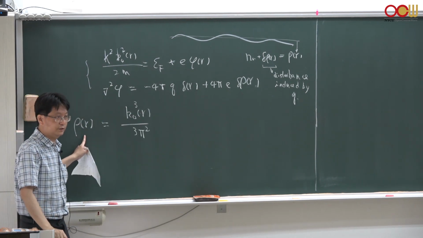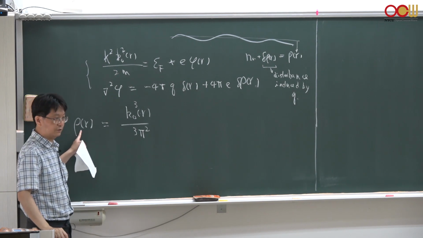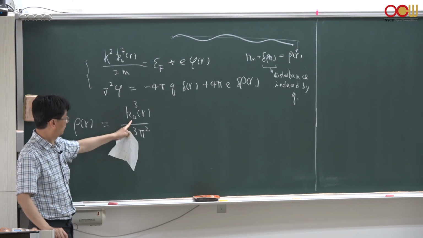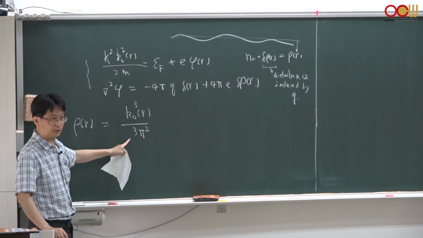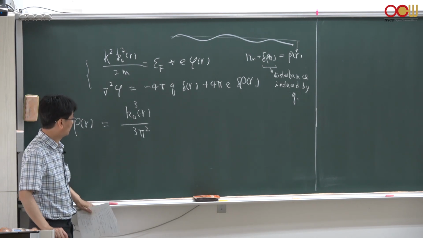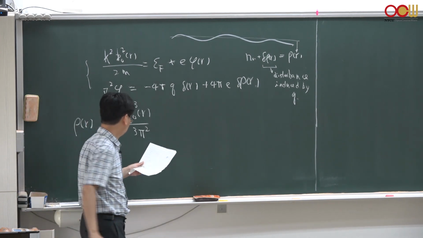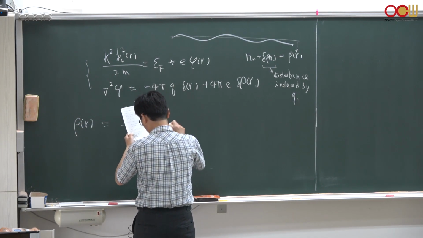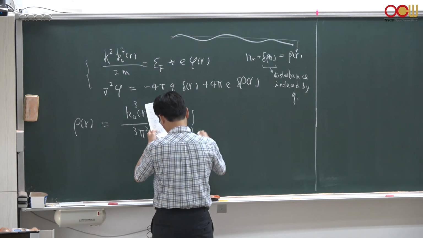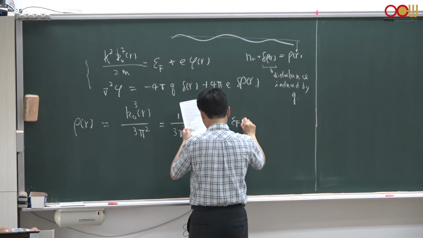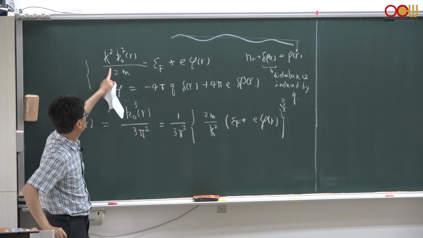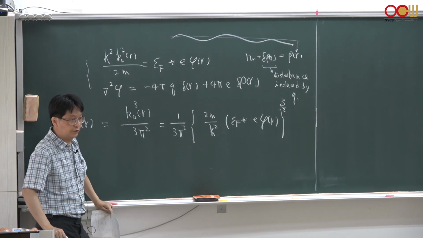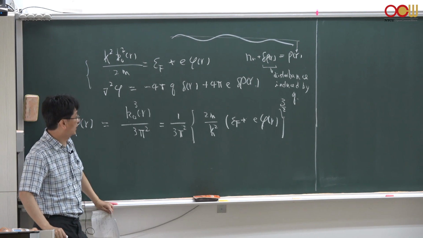So from your free electron gas, you know that this electron density is related to the cube of the Fermi momentum, divided by 3 pi squared. So that's already known. But what is K0? You could simply use the first equation to rewrite your K0 in terms of this Fermi energy and the Coulomb potential. So I simply rewrite this K0 by plugging in this first equation from, say, quantum mechanics.